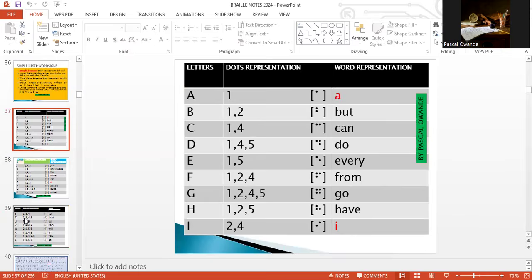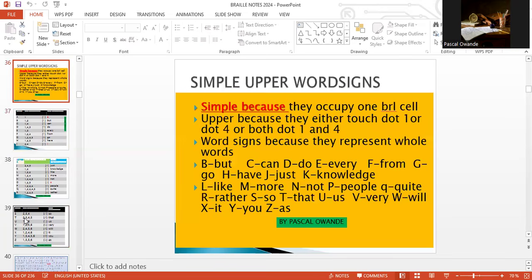And so under the simple upper word signs, we are saying that they are simple because they occupy one braille cell. They are upper because they either touch dot 1 or dot 4, or both dot 1 and dot 4. Remember that dot 1 and dot 4 are found on the upper part of the braille cell. And they are word signs because they represent whole words in braille.